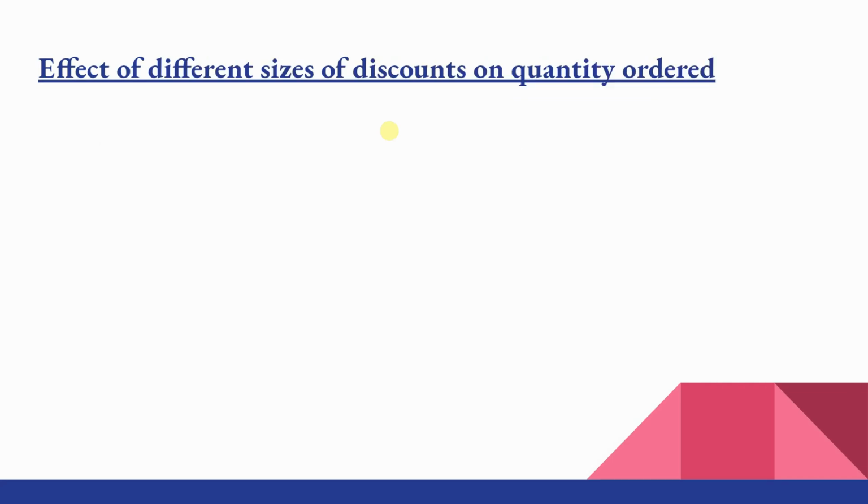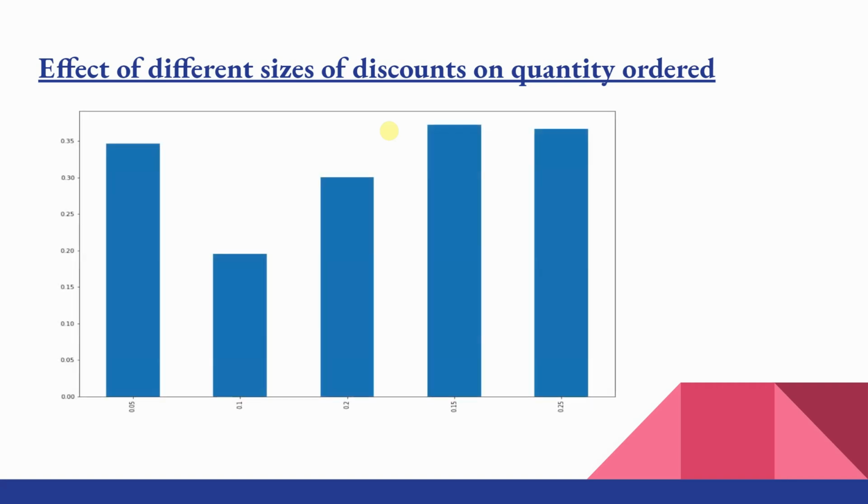So then we went ahead and tried to see what was the effect of different sizes of discounts on the quantity ordered. And what we saw was interesting. At the 5% level, there's a noticeable effect on the quantity ordered. The y-axis here is measured in Cohen's D. So basically, the larger the Cohen's D, the more of an effect that the discount had on the quantity of items purchased.